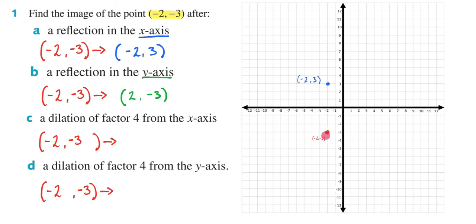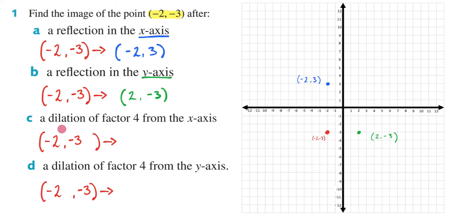Here's our original point. And if I was to reflect this across the y-axis, my new point will be over here. And that coordinate will be 2, -3. And as you can see, this time my x value changed, my y value stayed the same. So let me repeat that. When we reflect in the y-axis, my x value is going to change.